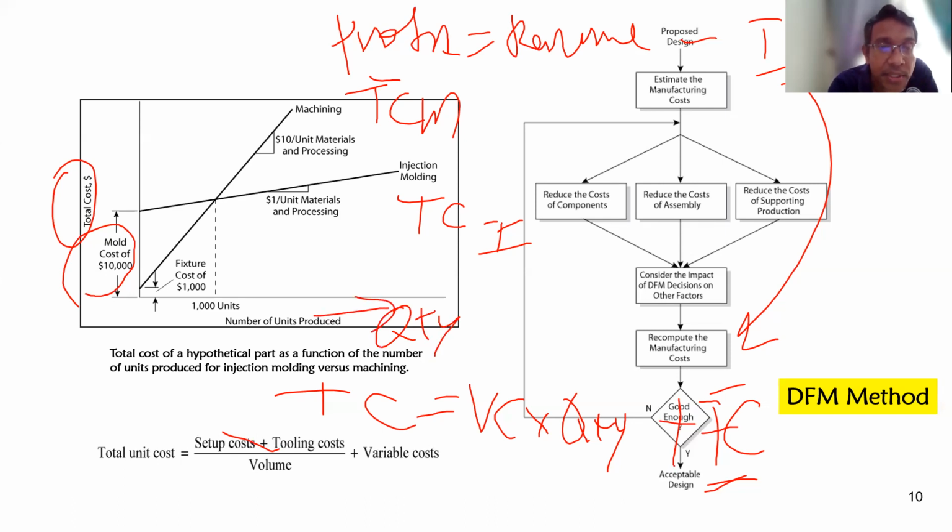Of course, the graph is plotted against quantity. The x-axis is the number of units produced. You can see here that when you use molding, even though the starting cost is very high here.